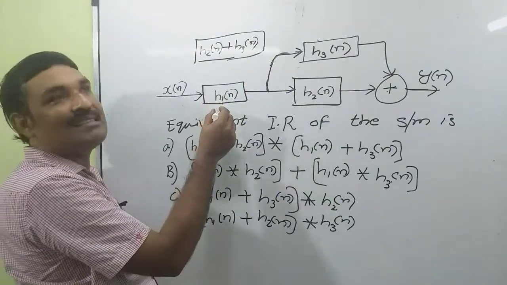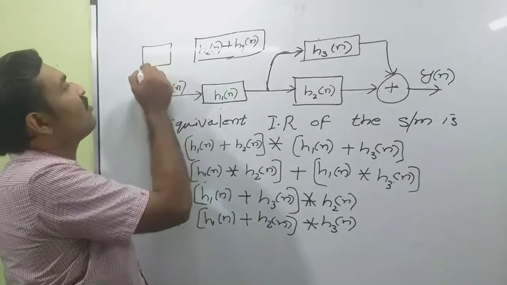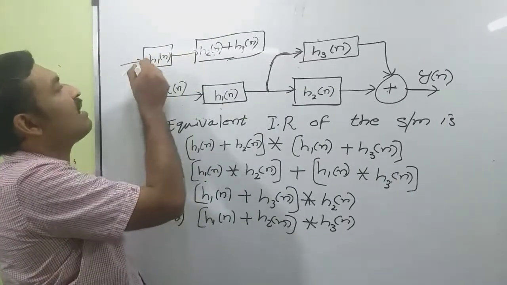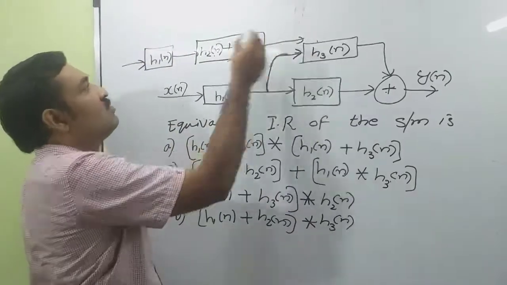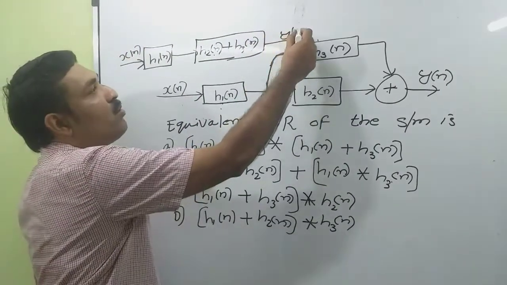Now, H1(n) is in cascade with H2(n) plus H3(n). So, we can draw H1(n) here. Our block diagram is reduced to this one, with X of n as input and Y of n as output.